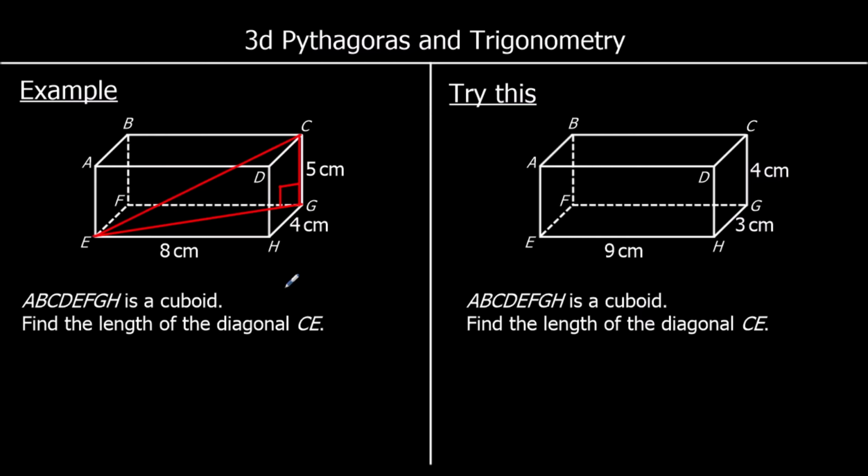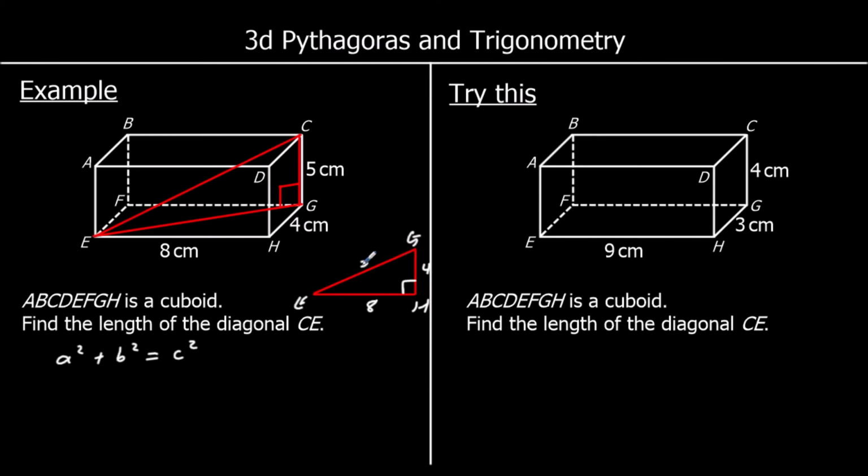But EG is in another right-angled triangle. So EHG forms another right-angled triangle. So we have 8 centimeters for EH and 4 centimeters for GH. So we can find EG using Pythagoras. So a squared plus b squared equals c squared.